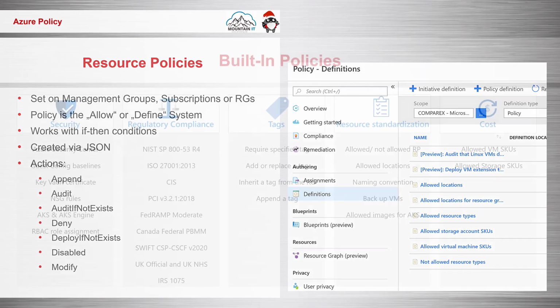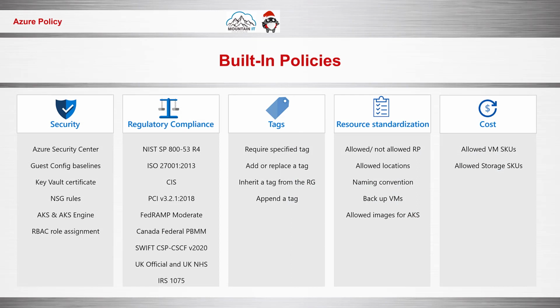As I said already, there are a lot of built-in policies. We will find a lot of policies around security. Like I said already, for example, for the Azure Security Center enablement, we have some guest configuration baselines. We will find some Key Vault certificate policies. They are pretty new because they came up at Microsoft Ignite in 2019. We have some NSG rules. We now have some rules on AKS and AKS Engine, and also rules for RBAC role assignments. So that's all covering the security side.